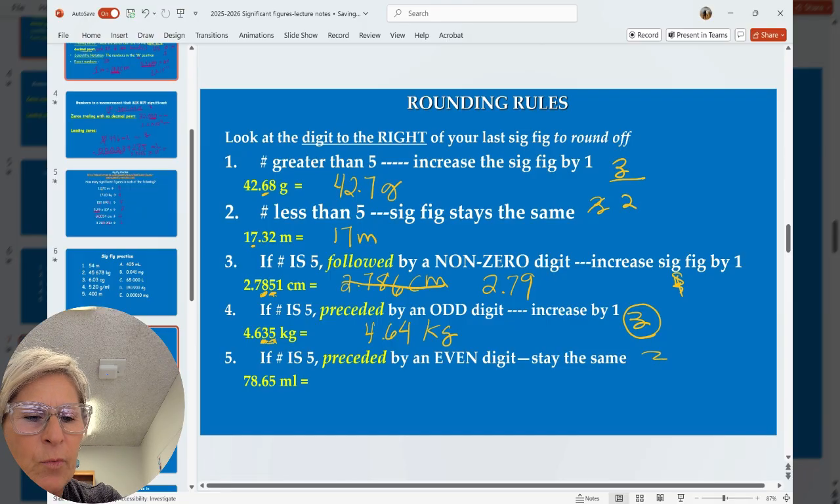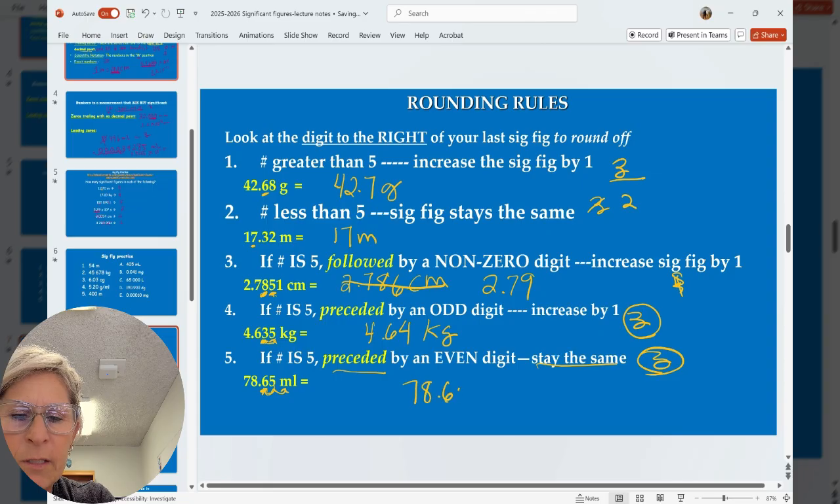Again, let's say I want to round to 3 sig figs. If the number is 5 preceded by an even number, that means the even number comes before, it's going to stay the same. So I count over 1, 2, 3. I look to the right of it and it's a 5. I look to the right of that and there's nothing. So if there was a 0 or nothing beyond that 5, I'm always going to look to the number before it. And if it's even, it stays. So 78.6 milliliters.